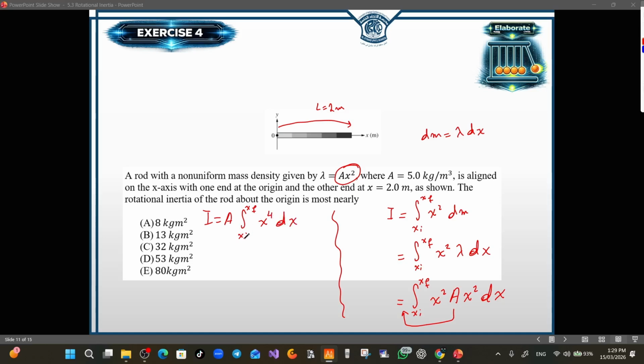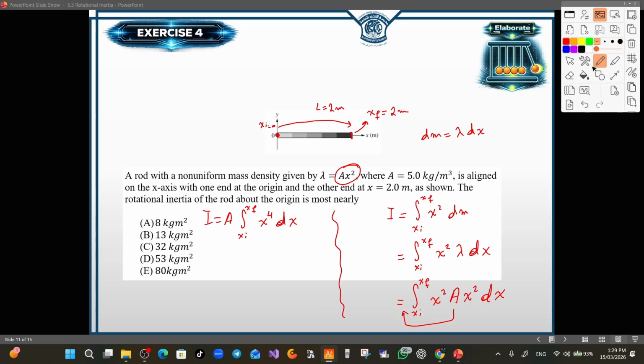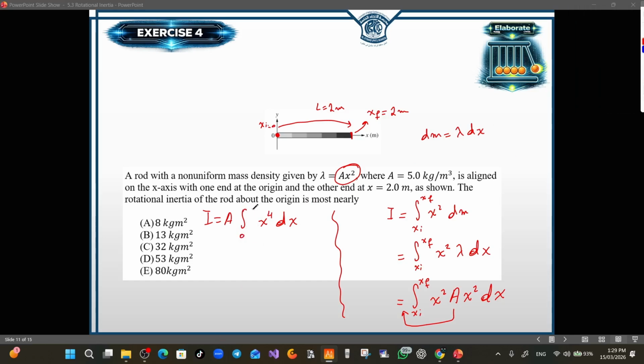What about the boundaries? What is the x initial? The x initial is 0. And the x final, because we need all the rod, we need to find the moment of inertia of the rod, so we're going to extend our integration from 0 to cover the whole length, which is, in this case, where the other extremity is located, x final, 2 meters. So we can say that our boundaries are from 0 to 2.